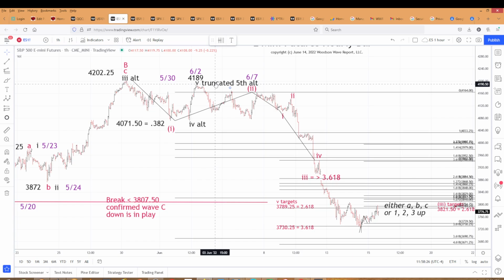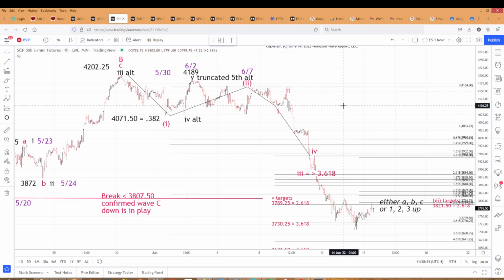I have this in a pic, so it'll be a little cleaner to see, but you can see here within wave 3 with the parentheses, we've got a 1 down, a 2 up, a 3 down, a 4 up, and our 5 targets are here: 3789, which has been achieved, and 3730, which has been, what's that low, 3708. Yeah, I think we had another one. Let me get to it here. Yeah, the 4.618 at 3671.